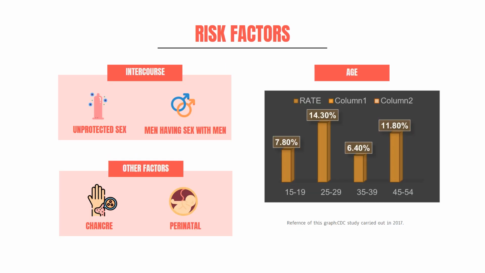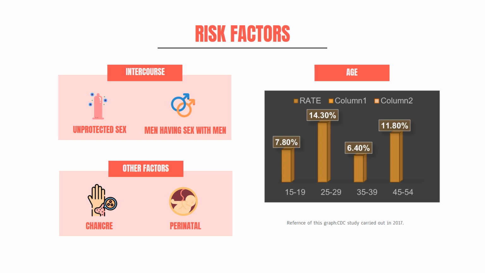Risk factors. What are the risk factors of syphilis? First one is intercourse, unprotected sex. Obviously, this is a sexually transmitted disease and it can be transmitted by unprotected sex. Then another one is a man having sex with men. It can also cause syphilis. Other factors like chancre and perinatal. Perinatal means congenital syphilis.